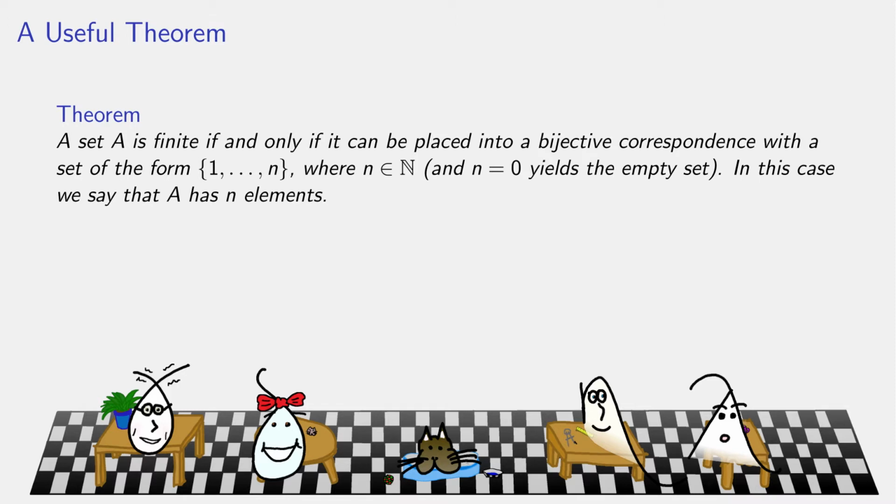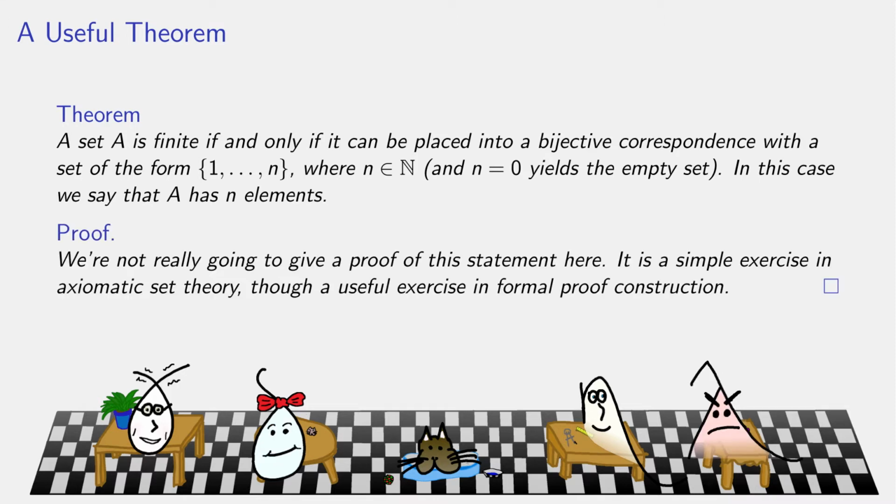It has 0 elements. We're not really going to give a proof of this statement. It's really not terribly complicated, but it's basically an axiomatic set theory exercise, and that's just not the focus we're going to go with. So work through it on your own if you like. Otherwise, take it as a given. A finite set is exactly something that can be listed out, placed into a correspondence with 1 through n.